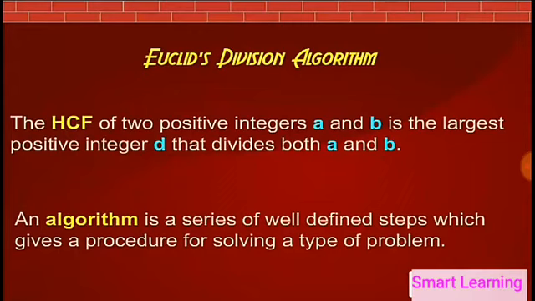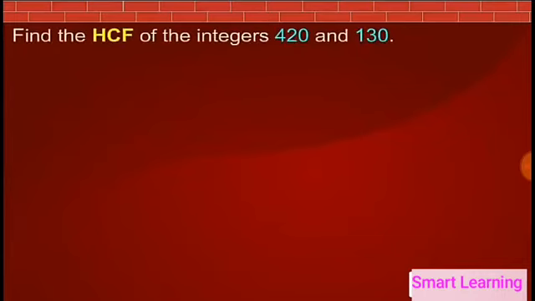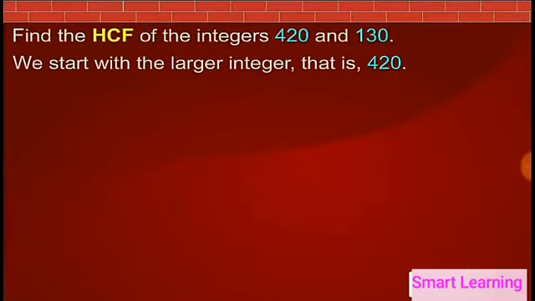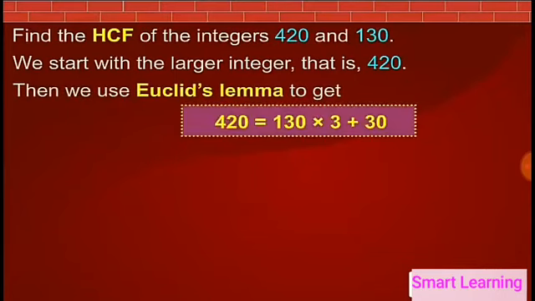Let us see Euclid's division algorithm through an example for better understanding. Suppose we need to find the HCF of the positive integers 420 and 130. We start with the larger integer, that is 420, as dividend and the smaller integer 130 as the divisor. Then we use Euclid's lemma to get 420 is equal to 130 into 3 plus 30, where 3 is the quotient and 30 is the remainder. See here that 30 is less than the divisor 130.